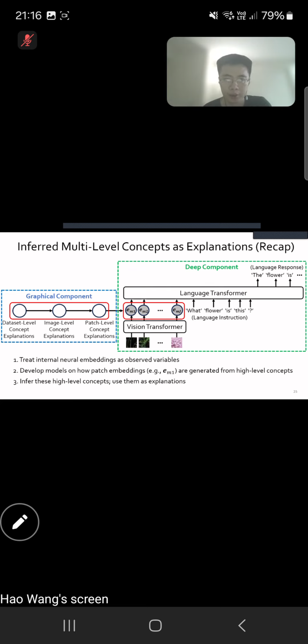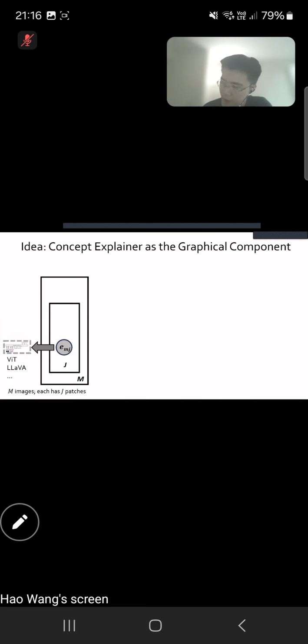use them as explanations. So formally, in our graphical model, we assume M images, and each image has J patches. This E_MJ is the patch embedding for image M patch J. And each patch embedding will be weighted by its corresponding attention, A_MJ. And the generative process will start with the dataset level concepts, and each concept will be represented using a cluster mean, mu_k, and the covariance sigma_k. And we have K concepts in total.